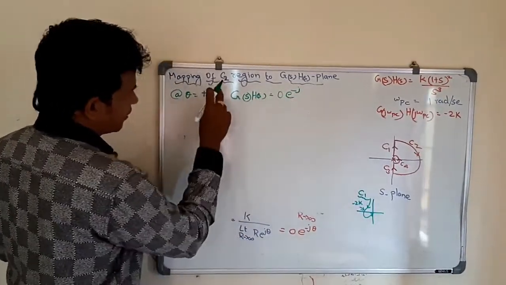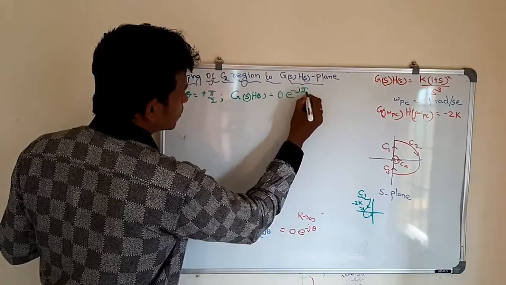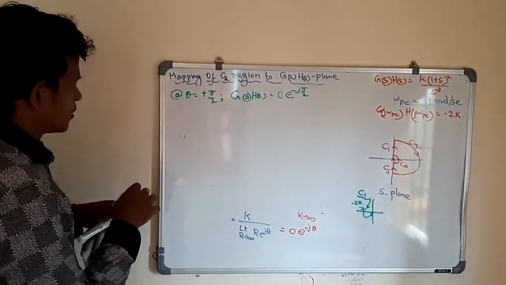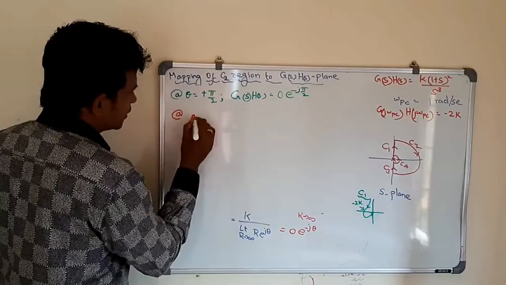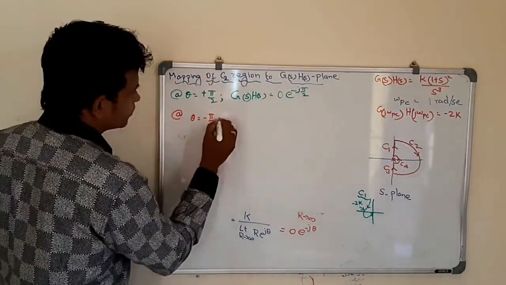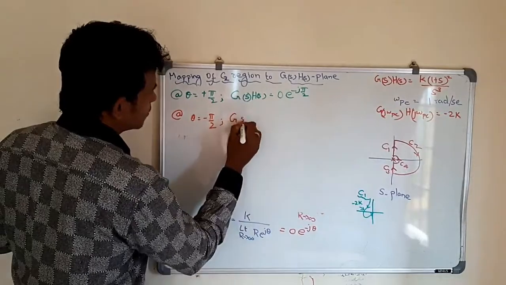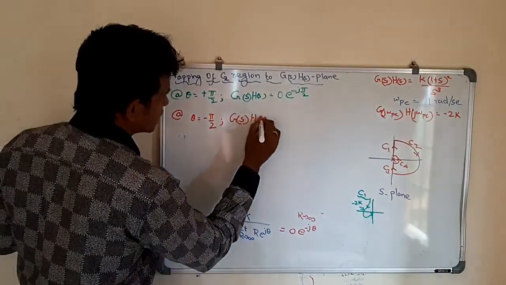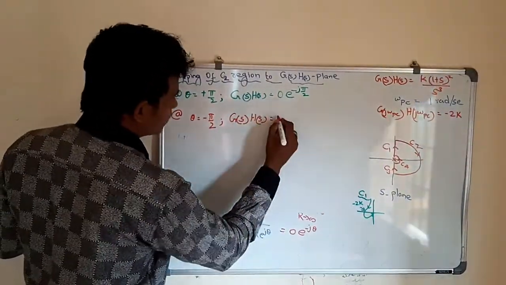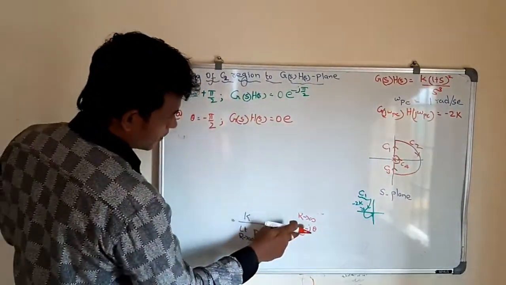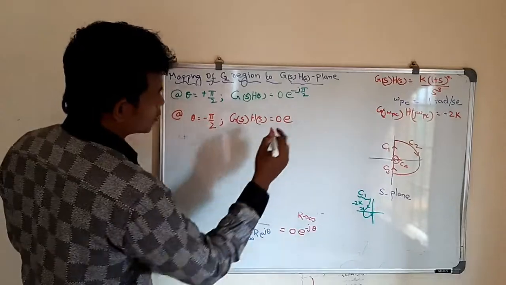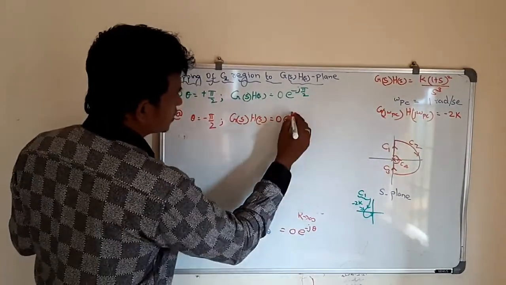by pi by 2. Now at theta equal to minus pi by 2, I am getting G of s into H of s, the magnitude is 0 and the angle is e power, here one minus is there, here one minus is there, minus into minus plus, and I have j here, and replacing theta by pi by 2.